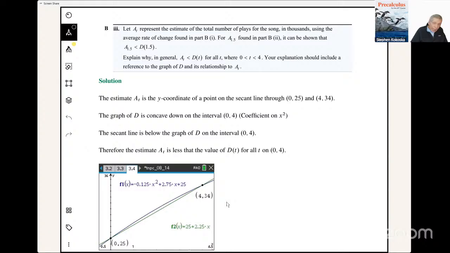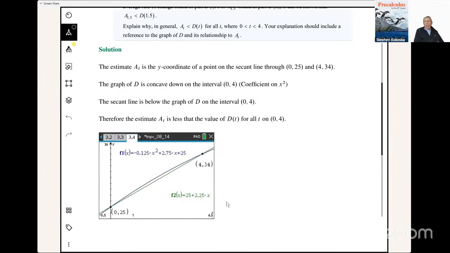And we know A sub 1.5 because we found that, and we want to show that that's less than D of 1.5. Okay, it's easy, I think, for me to show that if I can look at this graph here on my TI-Nspire calculator screen illustration. It's kind of hard to see on the screen, but this blue curve right there, that's a graph of the quadratic, D of t.